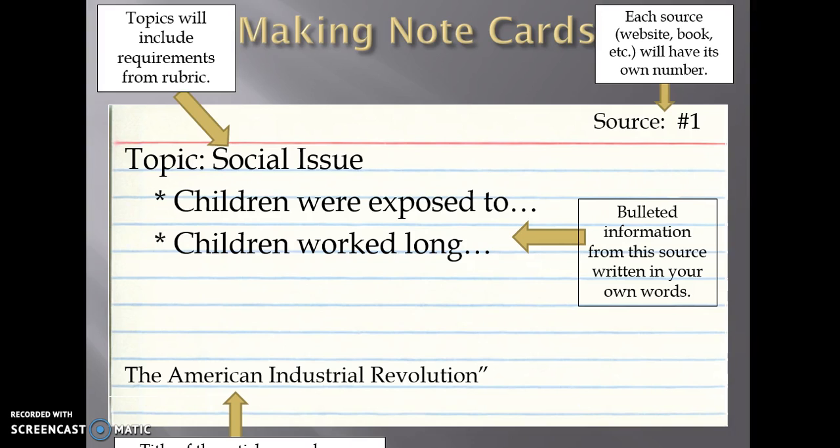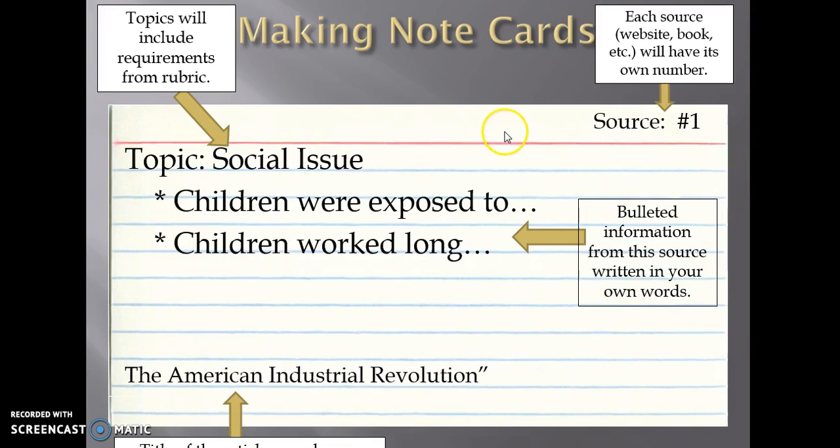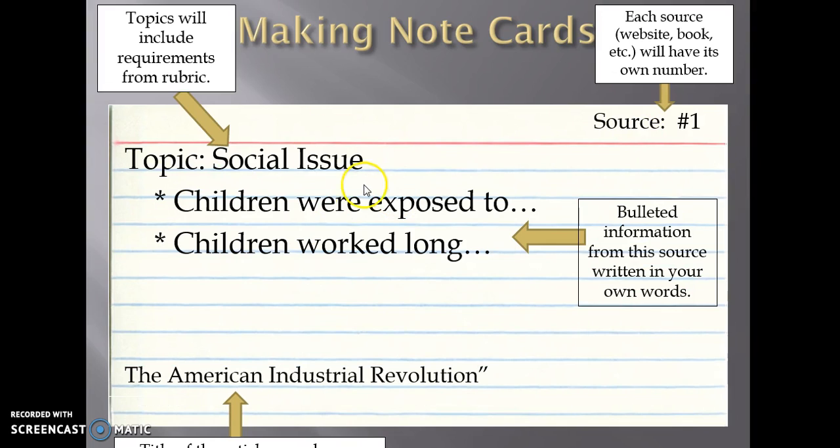So I'm going to continue this process, and I'm going to do this for all of my topics. So you'll see that in my next example, my topic has changed. I've gone from summary of the Industrial Revolution to now having the topic of a social issue, which is, again, another topic that I need to cover for my project. You'll also notice that up here in the top right-hand corner, my source number has stayed the same. That's because the article and the web link that I used for source number 1 gave me information about a summary of the Industrial Revolution as well as my social issue.